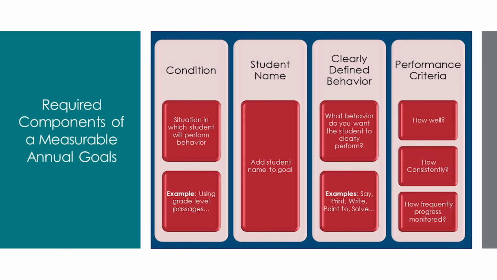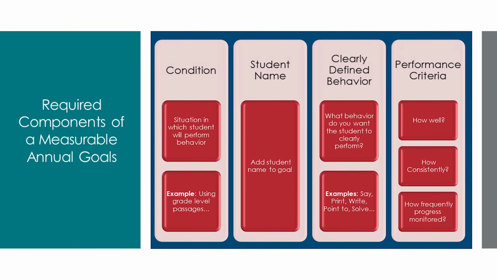Component 1 is the condition. The condition describes the situation in which the student will perform the behavior. Some examples of conditions can include, but are not limited to, when using grade level passages, when given visual cues, using a self-monitoring checklist, when using passages from content area classes. Now, obviously, this is not an exhaustive list, as I mentioned before, and there are many situations in which the student will perform the behavior, which you will include in the measurable annual goal.